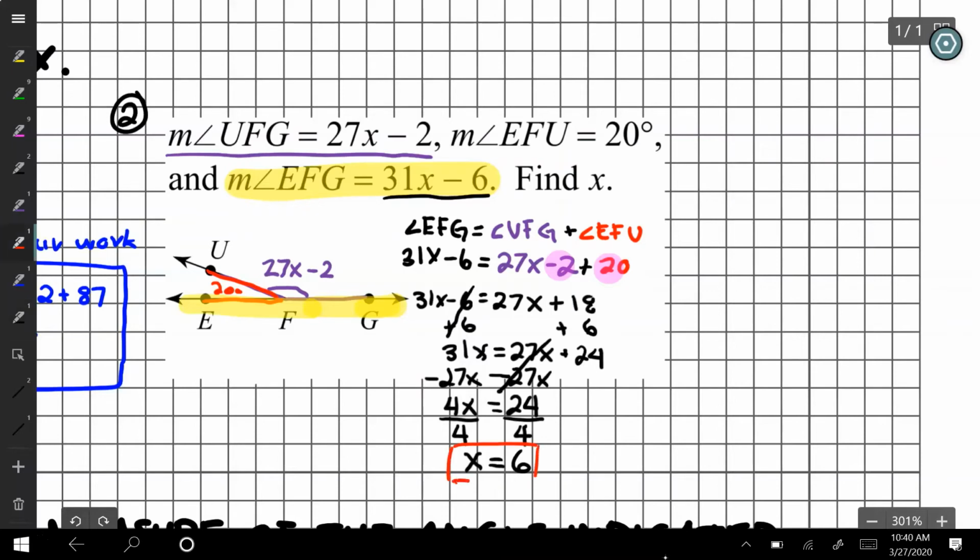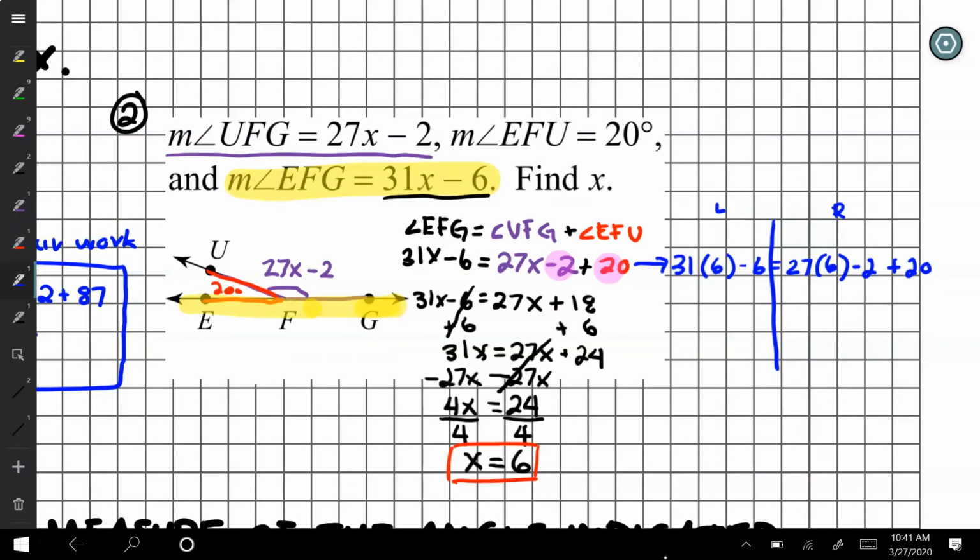Alright, we're going to do the same thing. We're going to come back to this point and check our work. So everywhere I see an x, I'm going to substitute that 6. So I'm going to have 31 times 6 minus 6 equals 27 times 6 minus 2 plus 20. Alright, so whatever I get on the left side should be the same as what I get on the right side, or I made a math error.